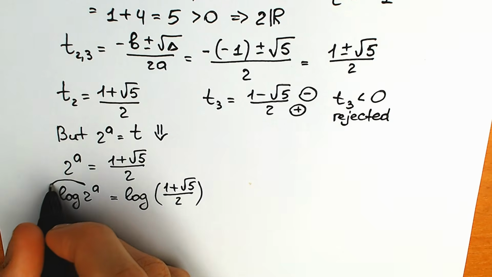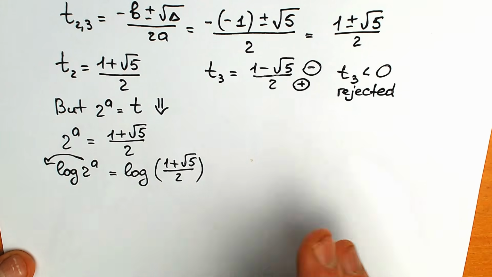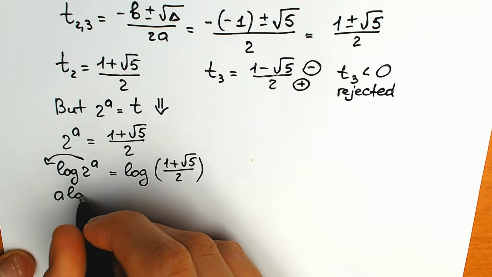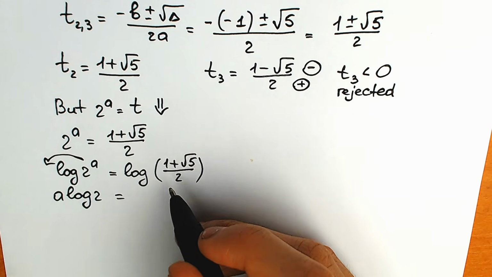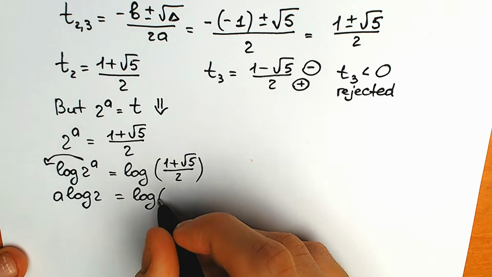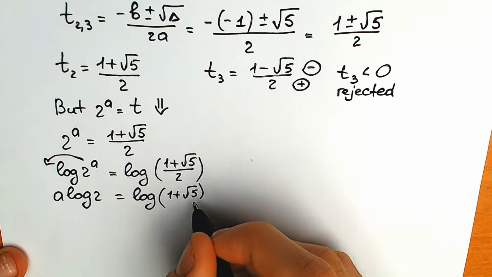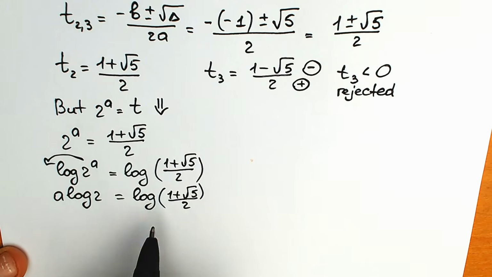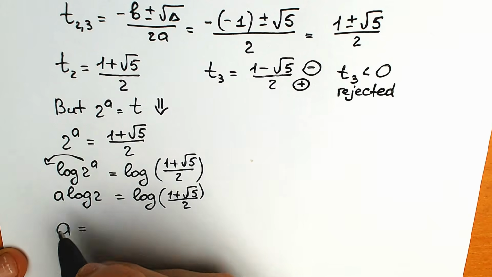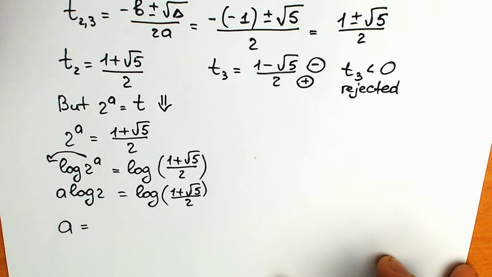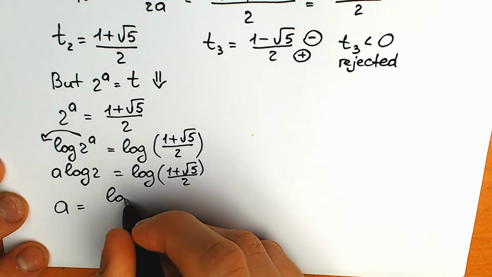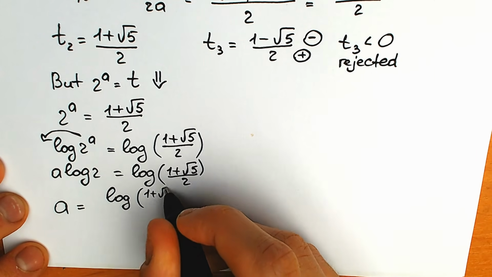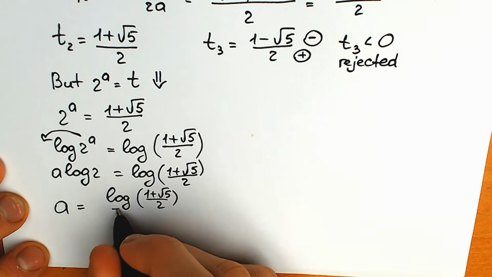Right now, this a, according to the log property, will come down in the beginning. So we have a log 2 equal to log of (1 plus square root of 5) over 2. First of all, I want to leave it like that without any changes. And the final step: this is a constant, this is also a constant, so if you want to solve it for a, you need to divide both sides by log 2. So we have our answer: a equals log of (1 plus square root of 5) over 2, divided by log 2.